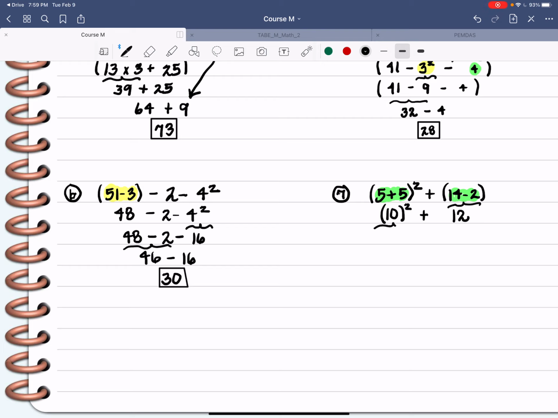Then exponents. 10 times 10, that's 100. Copy. There is no M or D, but we do have addition. So we finish that off to get 112.